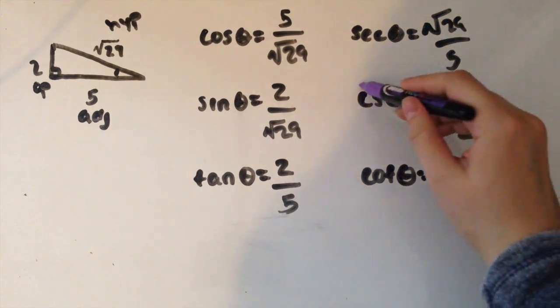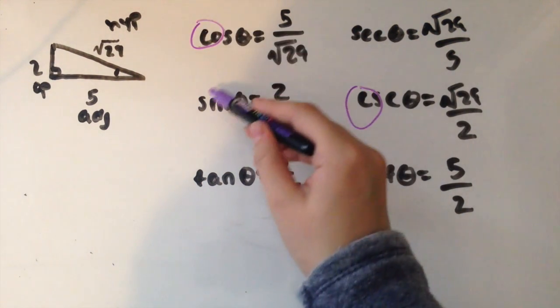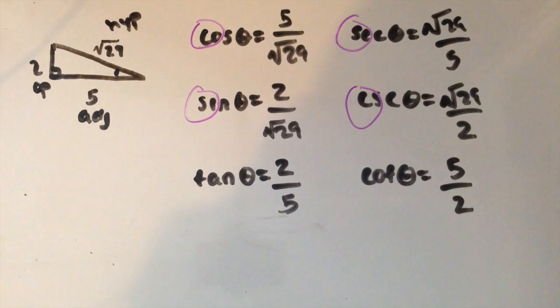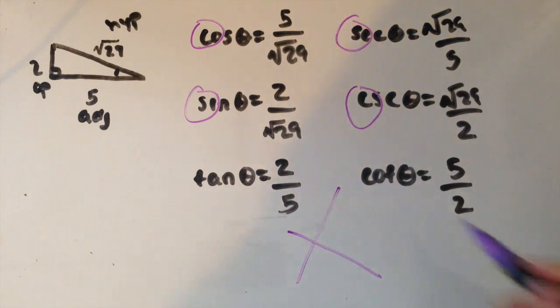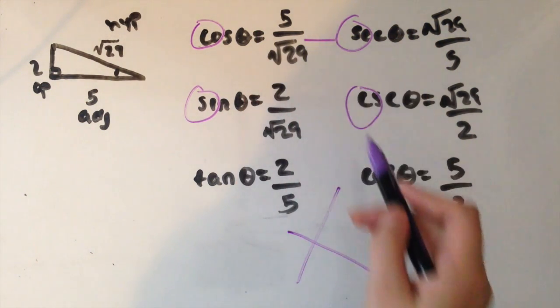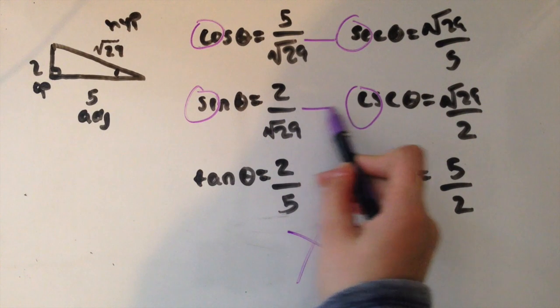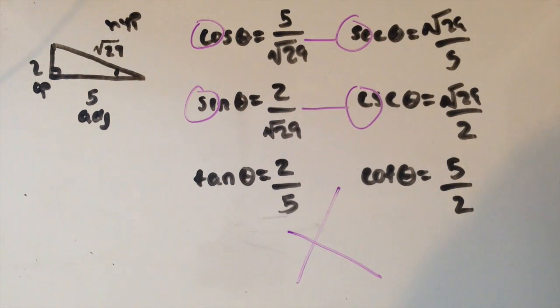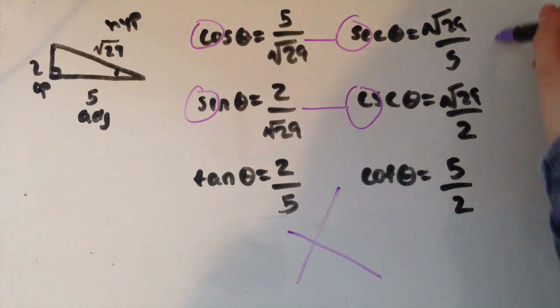Even though the C and the C and the S and the S look like they should go together, that is false. Make sure that you remember cosine goes with secant, and sine goes with cosecant. That way, you won't get the reciprocals wrong.